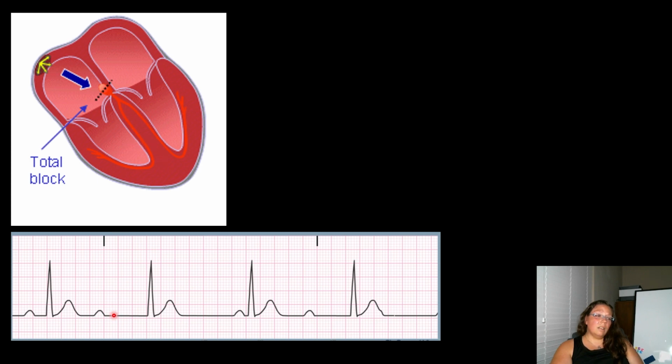This is where the P wave and the QRS wave are completely separated. They don't talk to each other. They're living their own lives, and they've got nothing to do with each other anymore. They are done. And if you want to go by the poem, if P's and Q's don't agree, then you have third degree. All right, so let's pull those calipers out again.